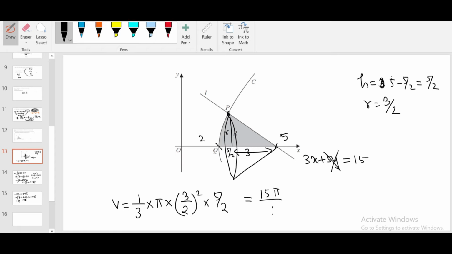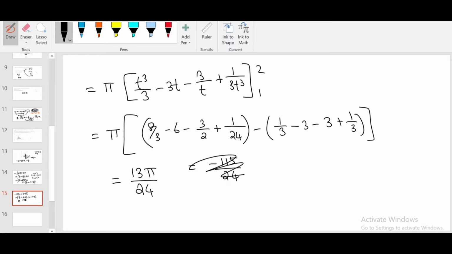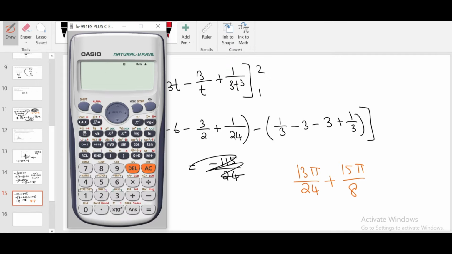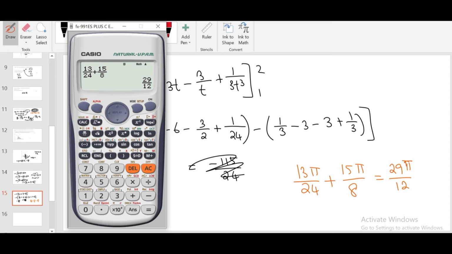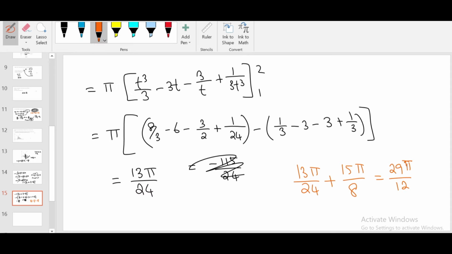15 pi over 8. Now the total volume is, we got this volume here, 13 pi over 24, and we just got the volume 15 pi over 8. So add this: 13 over 24 plus 15 over 8, which is 29 pi over 12. 29 pi over 12 is the answer. That's the total volume. That's all.